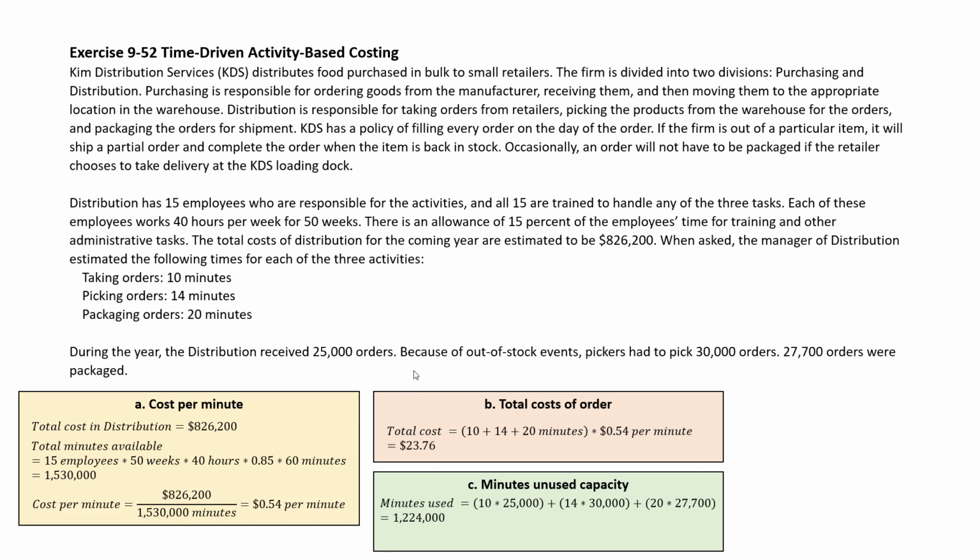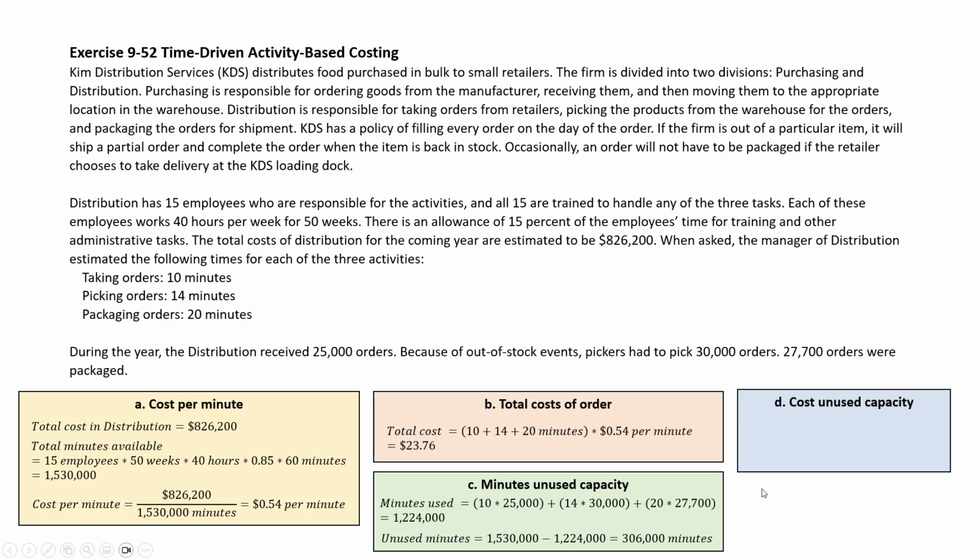Now you may ask, what's the discrepancy between these? Because we receive so many orders, but certain items may be out of stock, so we may have to ship later. Also, we may be realistic that sometimes we consolidate some of our packaging, so that's why we have a smaller number packaged than picked. I'm going to compare or subtract my 1,224,000 minutes used from my theoretical capacity of 1,530,000 minutes available, and I get unused minutes of 306,000.